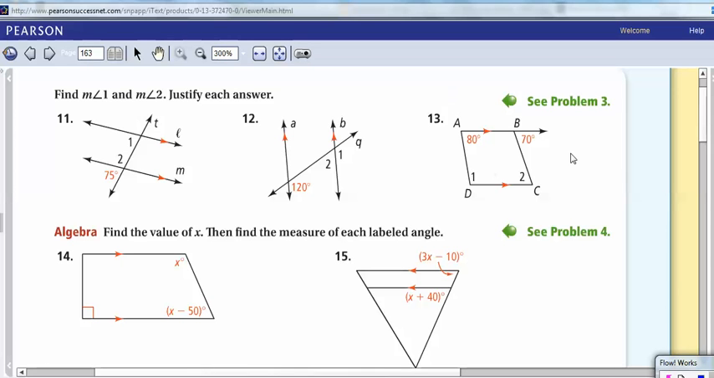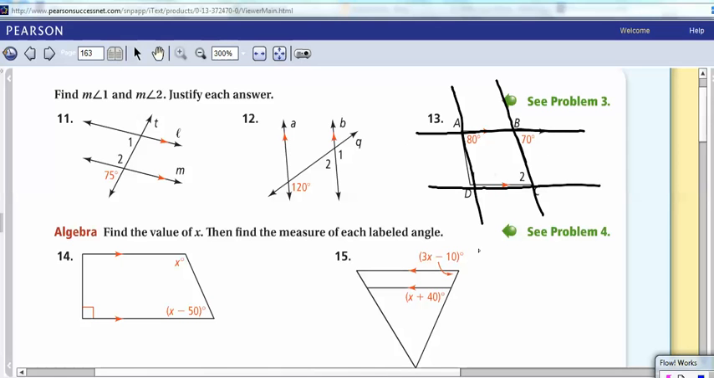Watch what happens when you extend the lines here. Alright, so there's a 1 here. So what are these two? Same side interiors, aren't they? And what are these two? Alternate interiors.